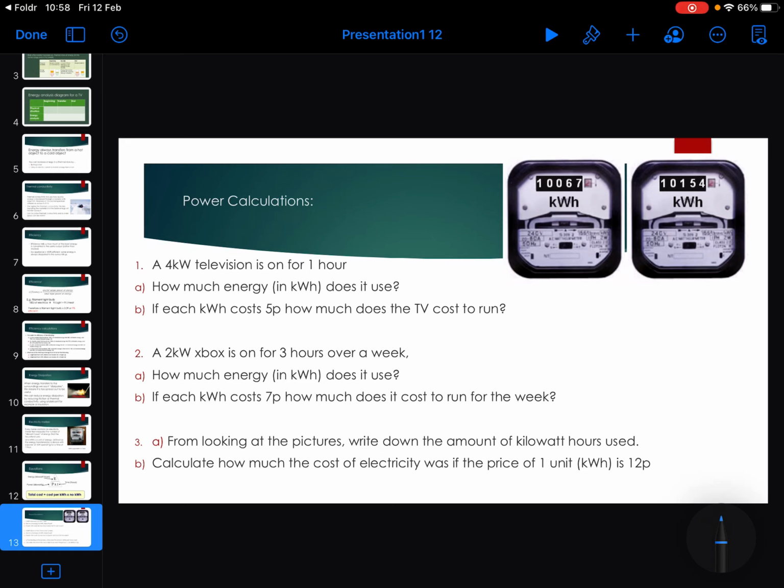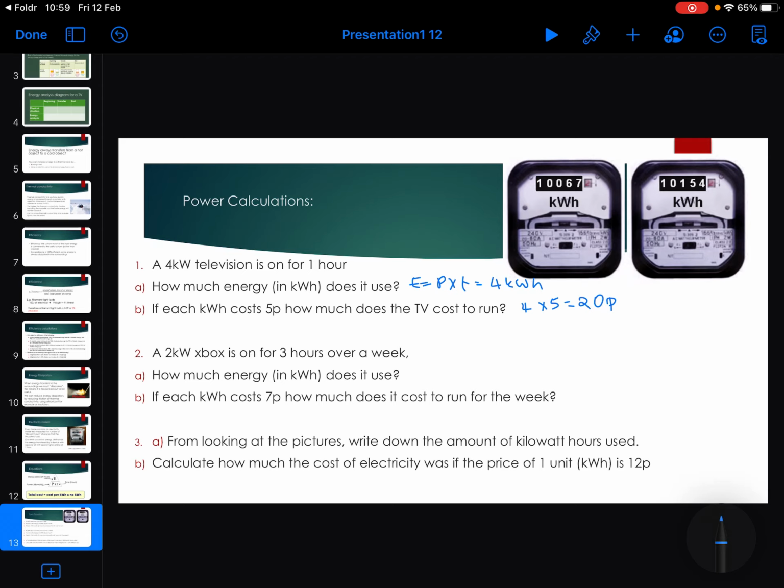Okay, so assuming everyone's had a go, question 1A. A 4 kilowatt television is on for 1 hour. How much energy in kilowatt hours does it use? Energy is power times time. 4 times 1 is 4 kilowatt hours. B. If each kilowatt hour costs 5p, how much does the TV cost to run? 4 kilowatt hours times 5p each gives you a total cost of 20p.